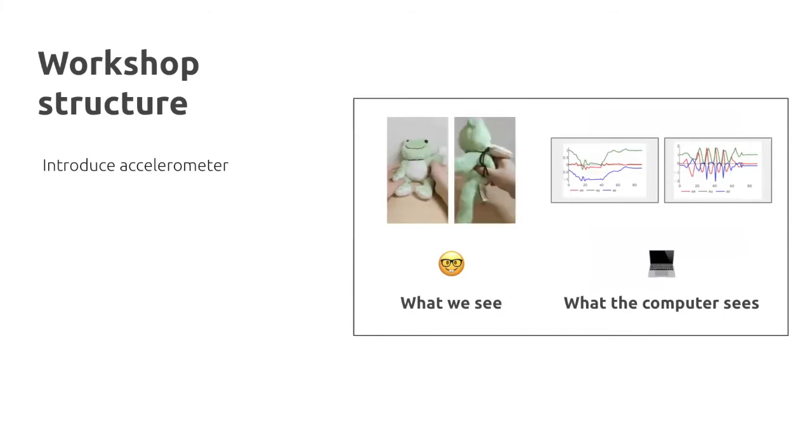So we can see, for example, that an arm is moving, but the computer doesn't really have a sense of what exact part of the stuffed animal might be moving. It just knows how the sensor is detecting the motion. So we use that to talk about the accelerometer really briefly as this component that can detect movement in three different directions. So that's why there are these three colored lines in the chart when you see what's coming out of the accelerometer. Next slide.